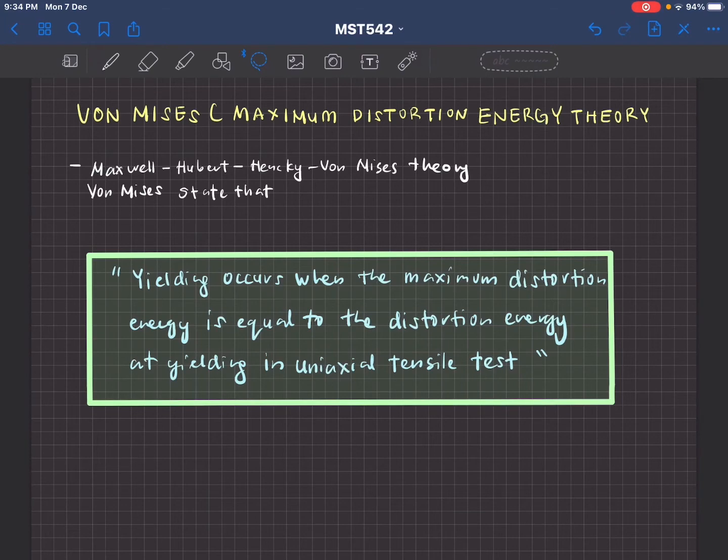So now let's have a look at the von Mises failure criterion. It was developed by a scientist named Richard von Mises and some other individuals as well. So it is sometimes called the Maxwell-Huber-Hencky-von Mises theory. The theory states that yielding occurs when the maximum distortion energy is equal to the distortion energy at yielding in a uniaxial tensile testing. So we can write it down like this.